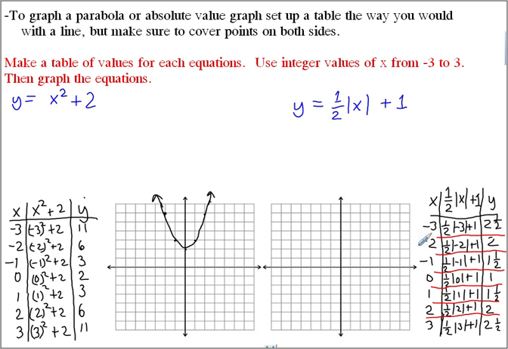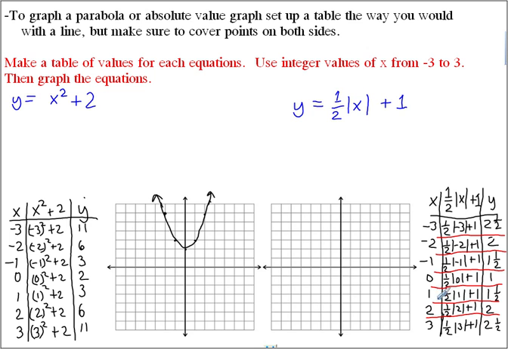So negative 3, if I substitute negative 3 into this equation up here, what I end up with is 1/2 times the absolute value of negative 3, which is just going to be 3. So 1/2 times 3 is 1.5. 1.5 plus 1 is 2.5. Then I substitute negative 2. 1/2 times the absolute value of negative 2, which is just going to be 2, so that's 1/2 times 2, so that's 1, plus 1 is 2. Again, negative 1, the absolute value of that is 1, times 1/2, plus 1 is 1.5.